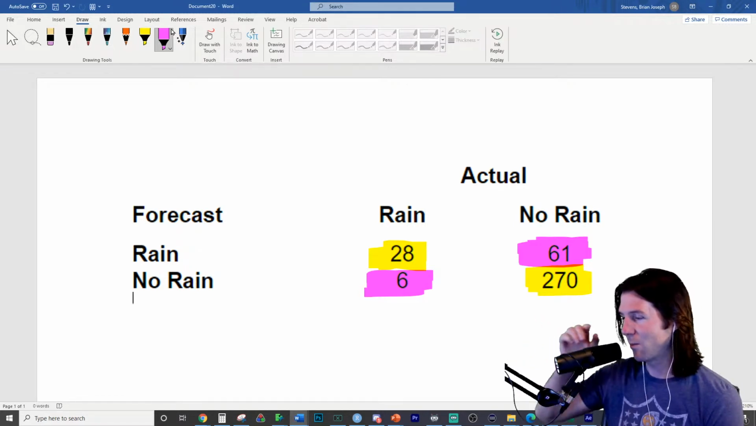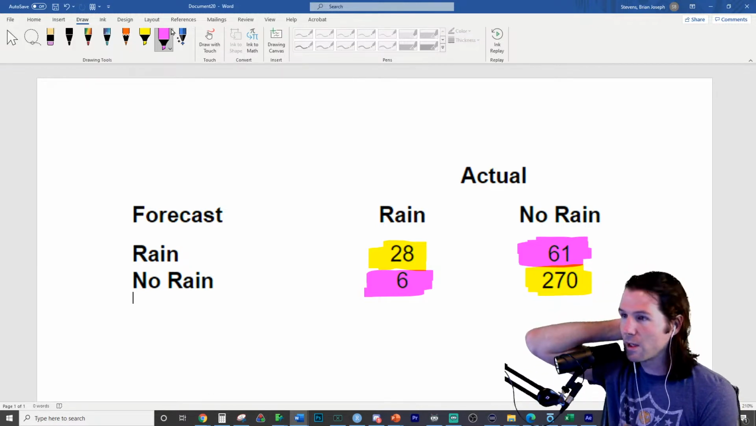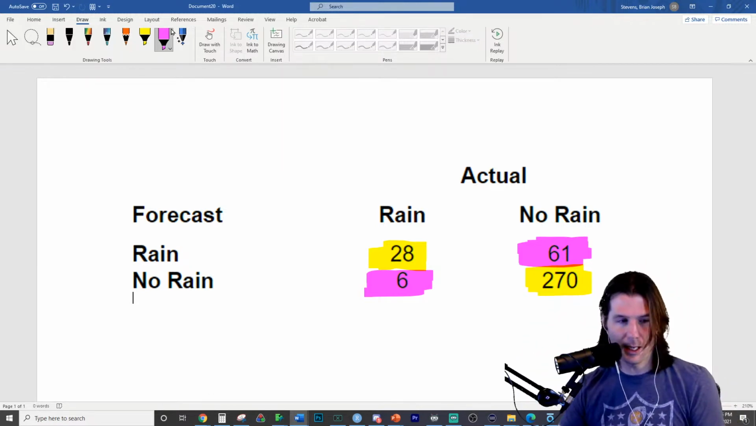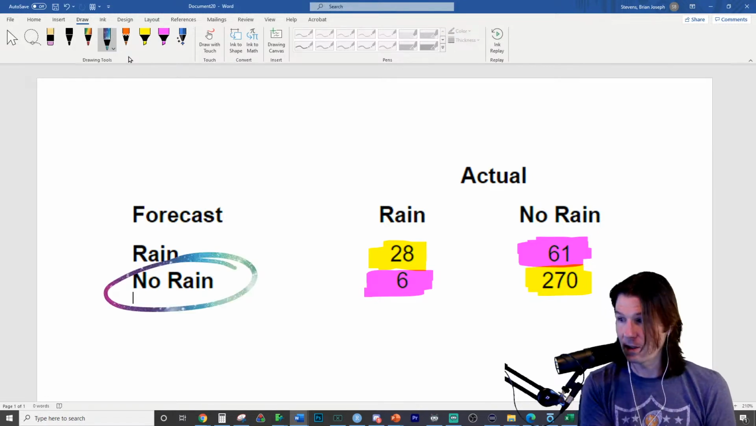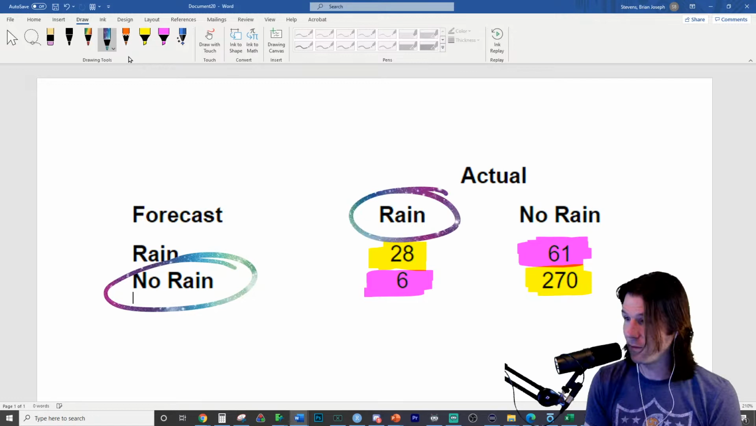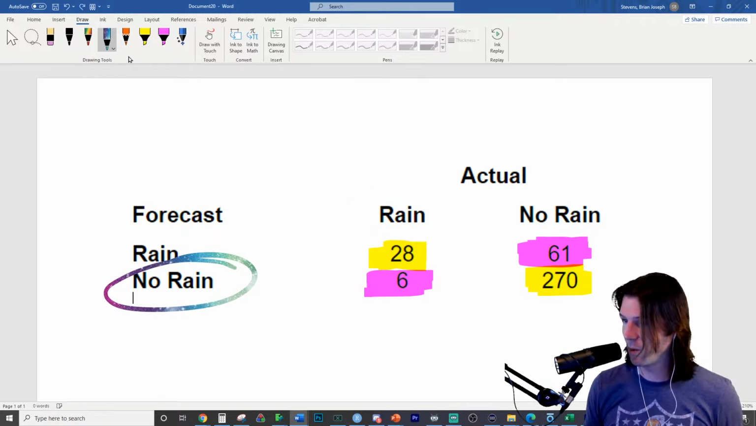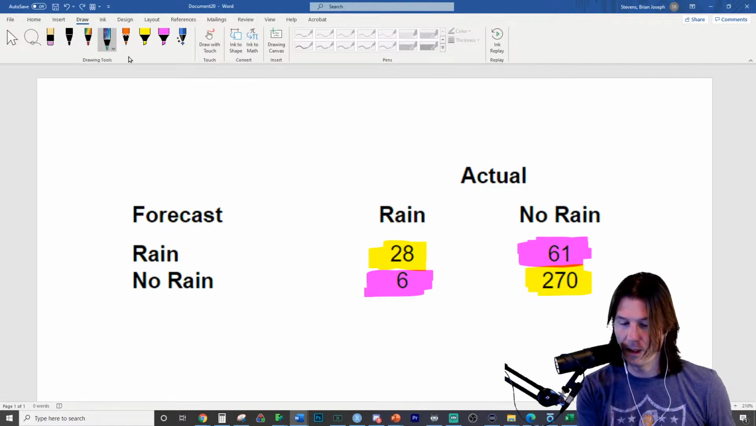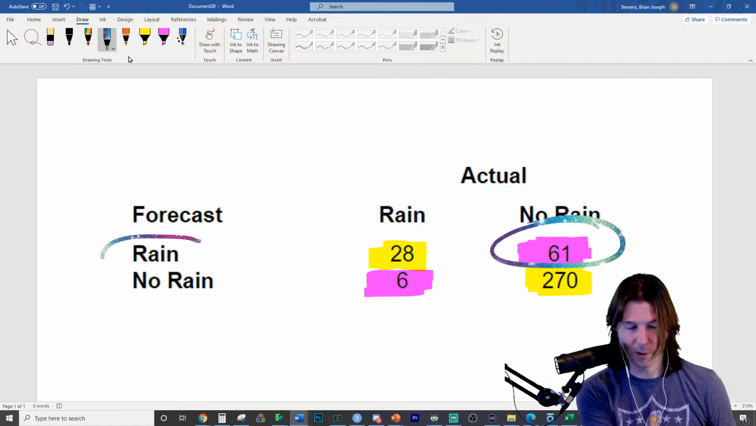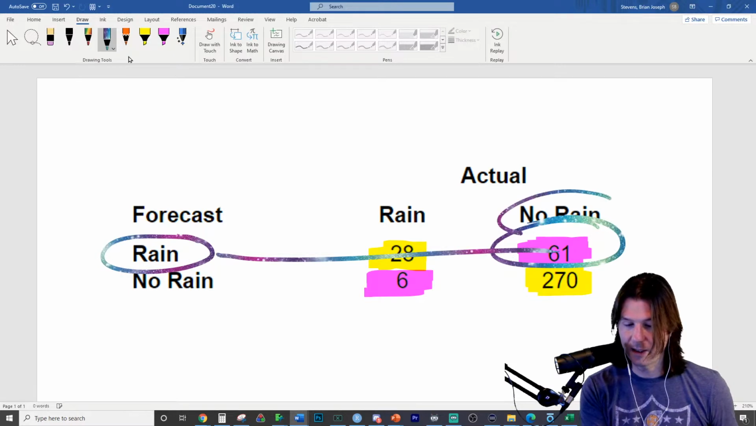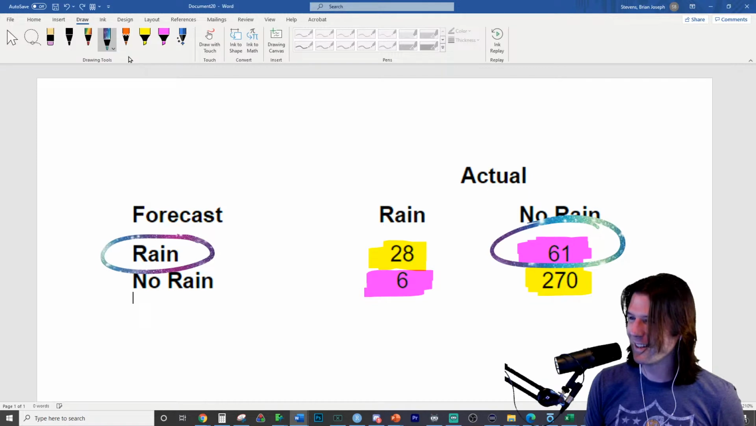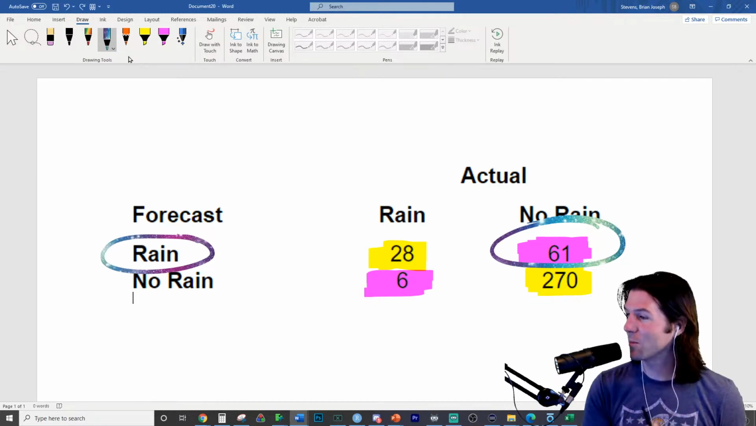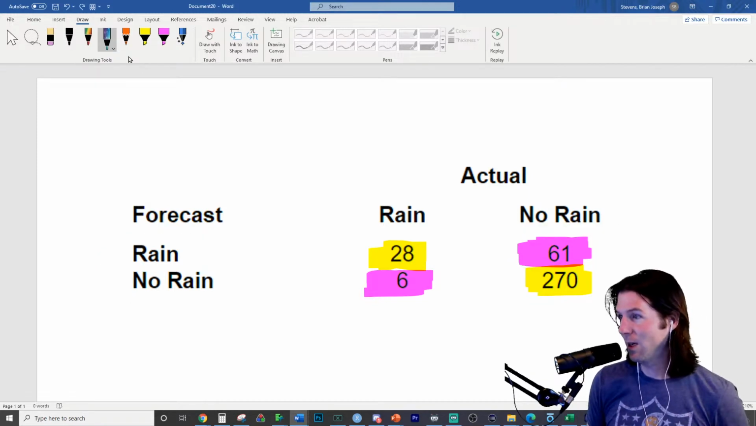So I'll explain those 6 days over there. Those 6 days right there, you wake up and you hear it is not going to rain, and then it actually does rain. So that's not a fun day. Versus these, it did rain, and you expected no rain. Versus these 61 days, you hear it's going to rain, but then it does not rain. So you bring your umbrella to campus. Andrew didn't go to class. So you hear it's going to rain, you bring your umbrella to campus, and then it doesn't rain.